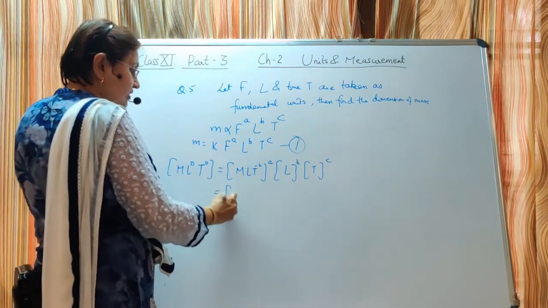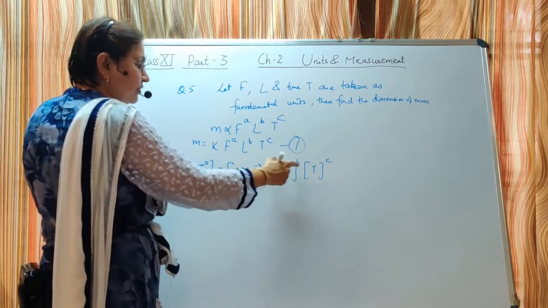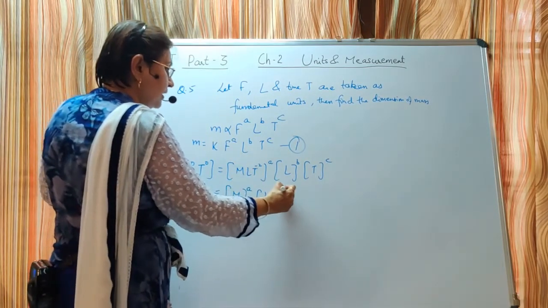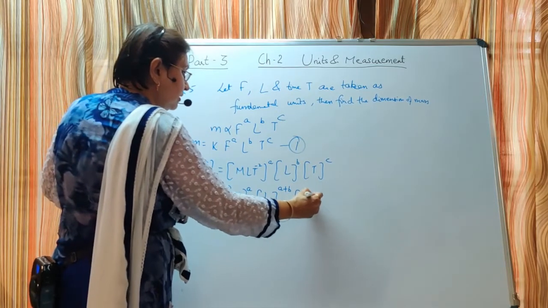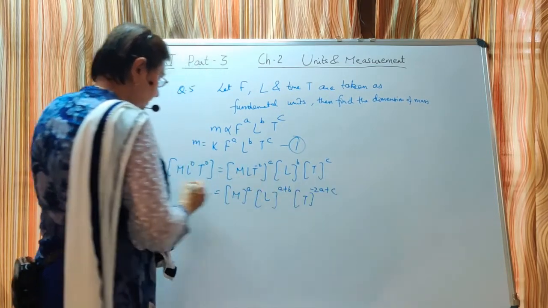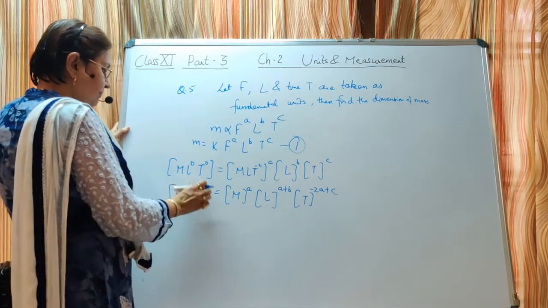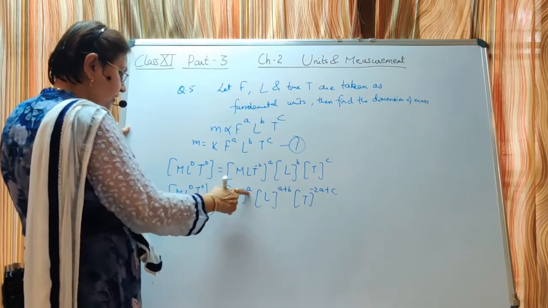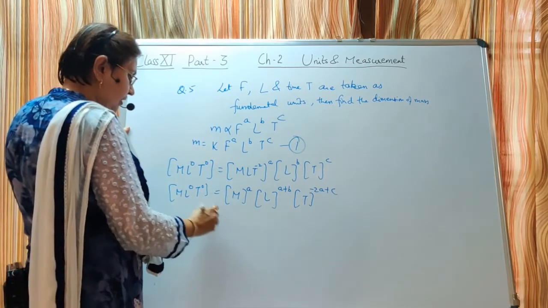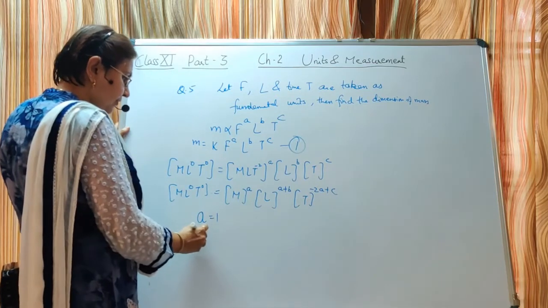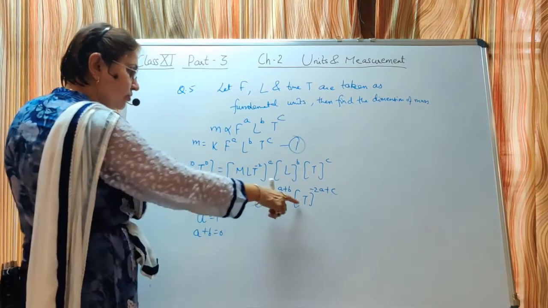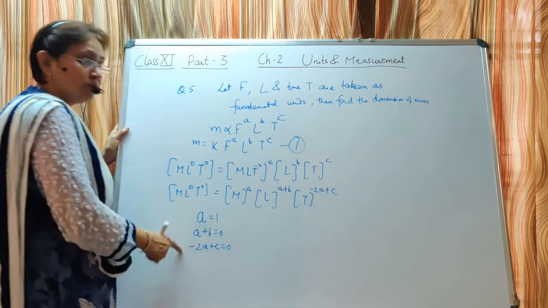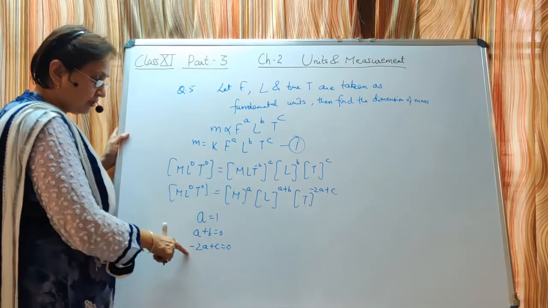The next step is to collect the powers of M, L and T. L is raised to the power a plus b, and T is raised to the power minus 2a plus c. Now equating the powers of M, we get a is equal to 1. Equating the power of L, we get a plus b is equal to 0. Equating the power of T, we get minus 2a plus c is equal to 0. Using these three equations, we'll find a, b and c.